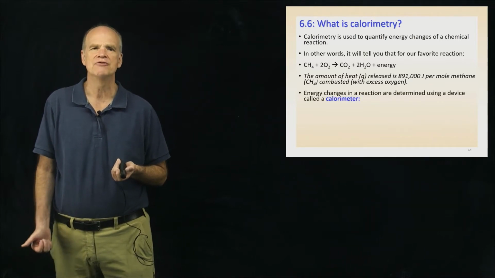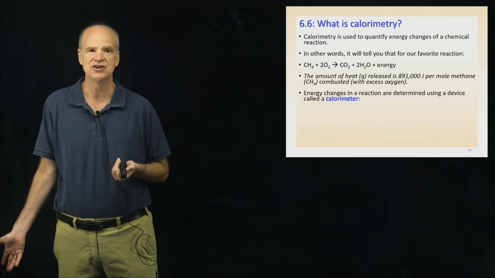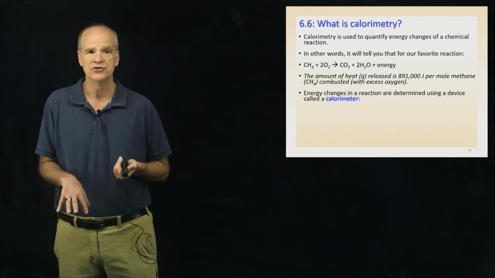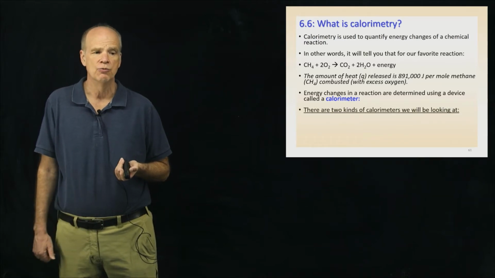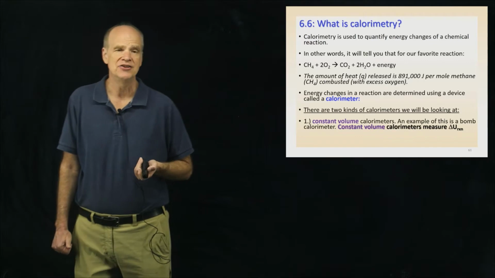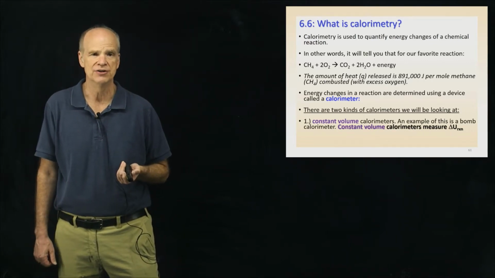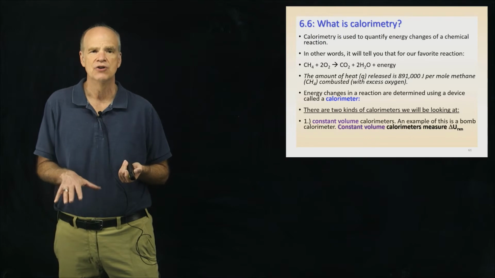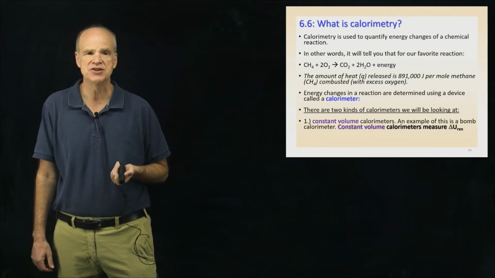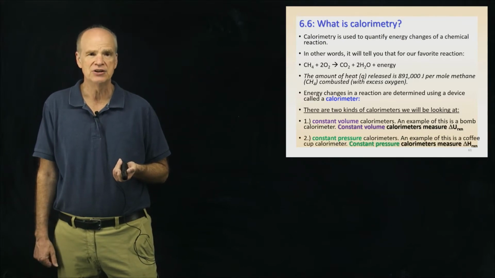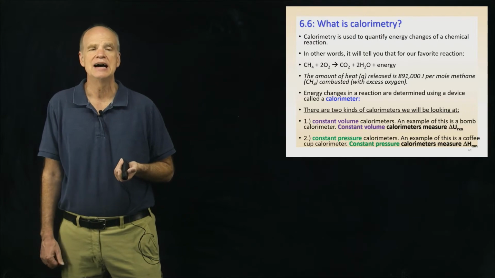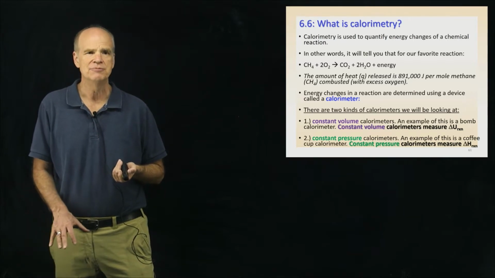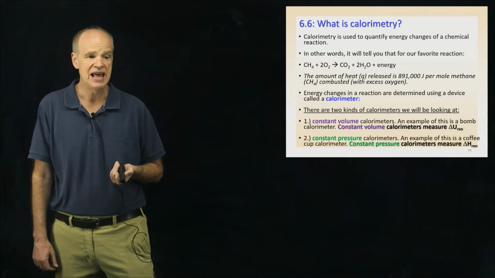So how do you go about figuring out what the heat of a reaction is? Well, you need a device called a calorimeter. There are two different kinds of calorimeters I need to talk about. One kind is a constant volume calorimeter, and an example of that would be a bomb calorimeter. Importantly, the constant volume calorimeter tells you the change of internal energy of the reaction. Another kind of calorimeter you may use is a constant pressure calorimeter, and an example of that would be a coffee cup calorimeter. A constant pressure calorimeter tells you the change of enthalpy of a reaction.